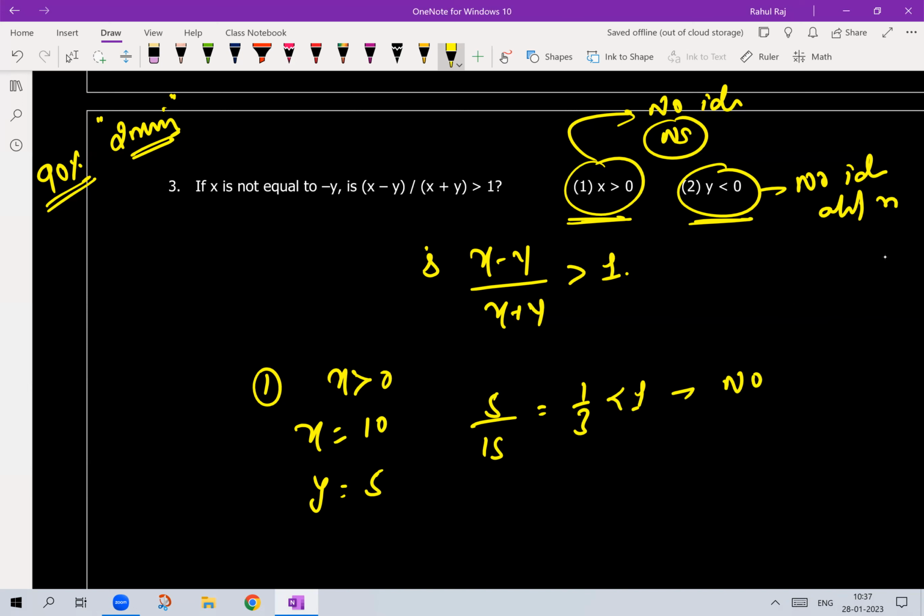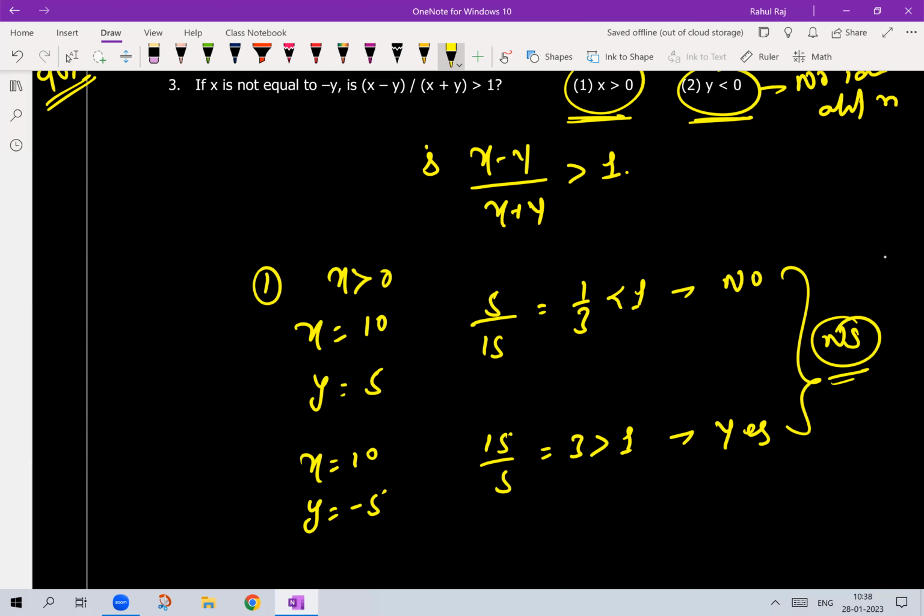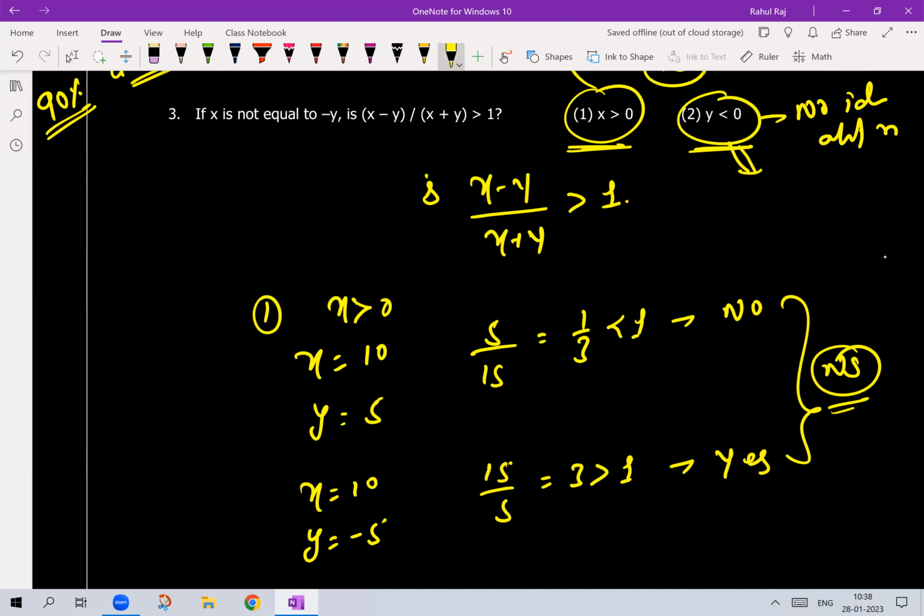Very clear. Imagine I take x is equal to 10 and y is equal to -5. Now what does that give me? 10 minus of -5 is 15, by 5, that is equal to 3, which is greater than 1. So it's a yes situation. If I have a yes and no situation, I can straight away say this statement is not sufficient. Is that very clear? Any doubt? And the same way, I can say y is less than 0, no idea about x. This is not sufficient, but please ensure that you get a yes and no situation to say this is not sufficient. Don't simply say no idea about x and no, please.